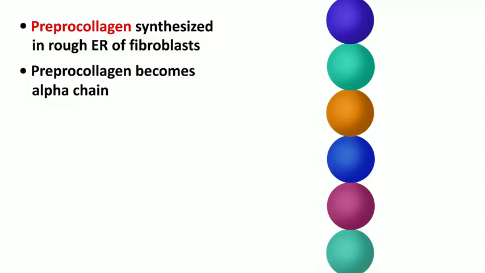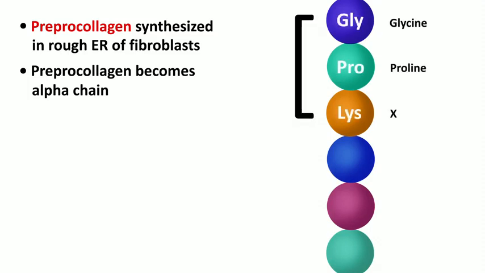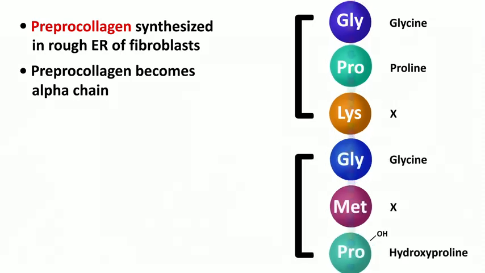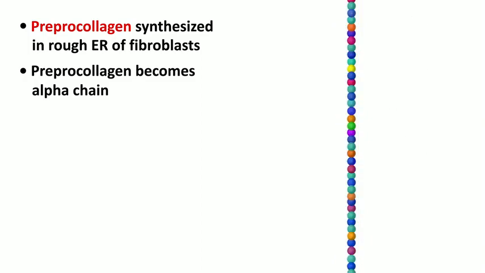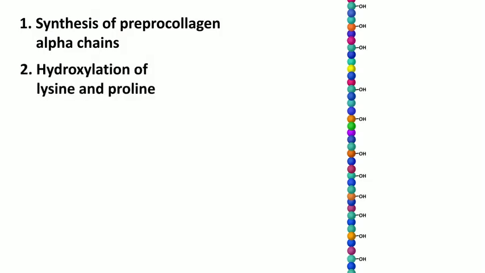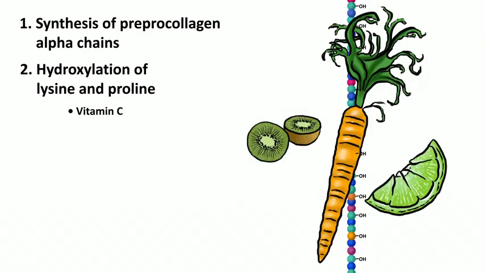These alpha chains have a very unique structure. You either have glycine, proline, X, where X is any other amino acid, or you have glycine, X, hydroxyproline. Now there can be more than 1,000 amino acids in a row, so these are really long peptides. So that's the first step, synthesis of pre-pro-collagen alpha chains. The next step is hydroxylation of lysine and proline residues. This is the step that requires vitamin C. So if you don't have vitamin C, you can't hydroxylate collagen, and basically you stop right there.